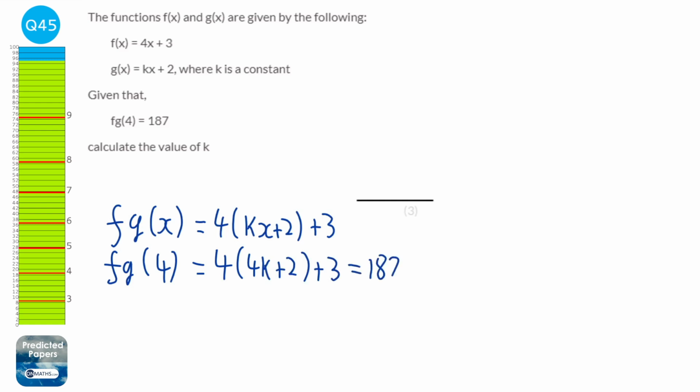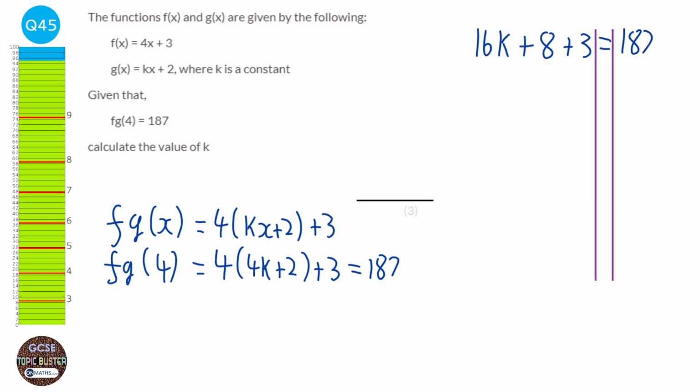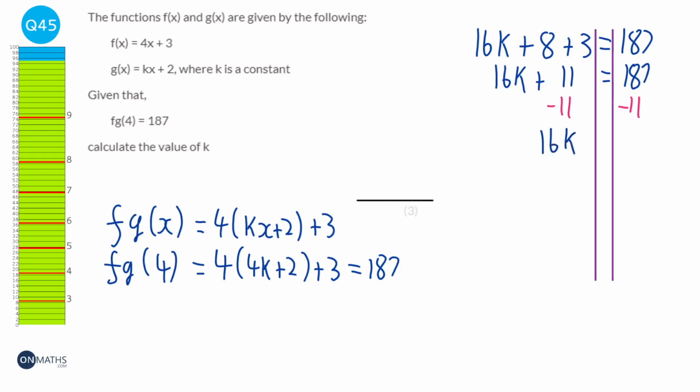187. So we've actually got something we can solve here. So I'm just going to rewrite that, but actually I might expand the brackets as well while I'm at it. So 4 times 4k is 16k, 4 times 2 is 8, plus 3 equals 187, and let's get our solving lines in. Okay, so first thing we're going to do is, well, we can add the 8 and the 3 actually while we're here. So 16k plus 11 equals 187. So we're going to take away that 11 from both sides. So we've got 16k equals 176. And then we can divide by 16 both sides. So we've got k equals 11.